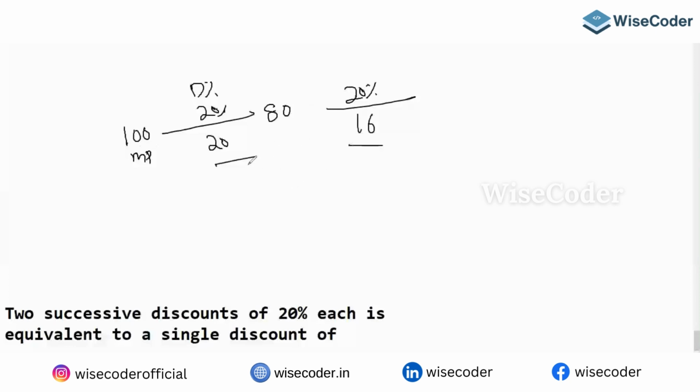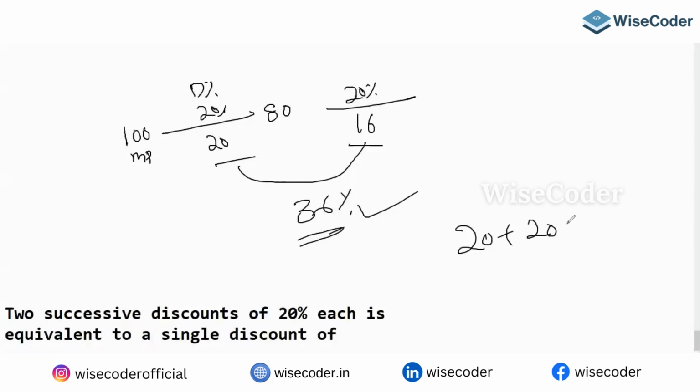So there is a single discount after all this transaction. If someone asks you what is the single discount, the single discount is 36 rupees. It's not 20 plus 20, 40. Then the answer here is what, guys? 36 rupees. Okay, 36 rupees.